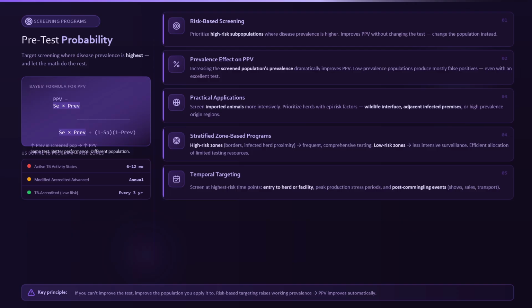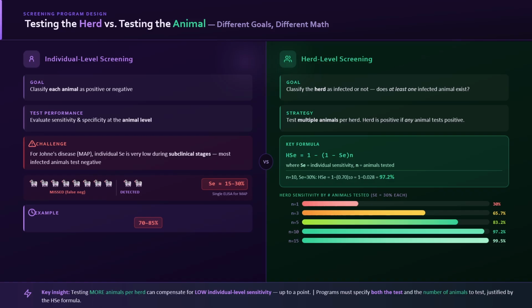We've been talking about classifying individual animals, but sometimes the real question isn't, is this cow infected? It's, is this herd infected? That changes the math, so let's look at herd level versus animal level screening. Now we've been asking, is this animal infected?